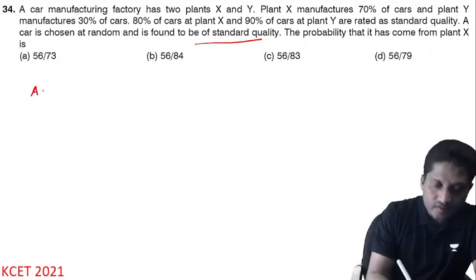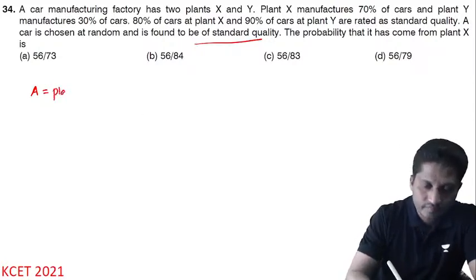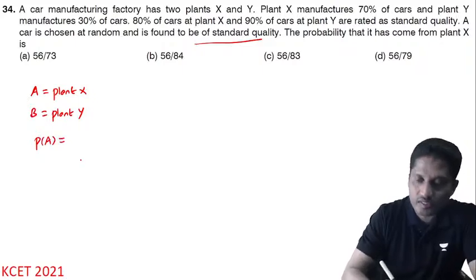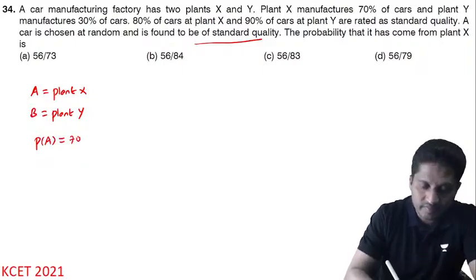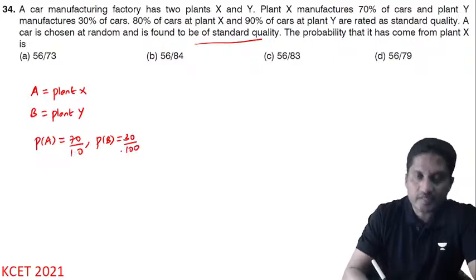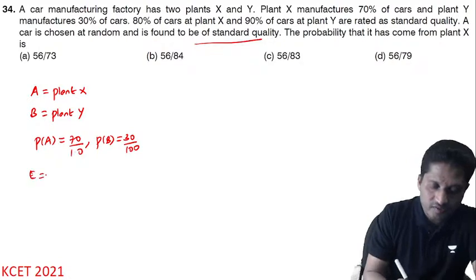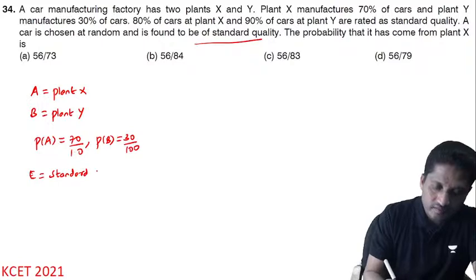Capital A is equal to event of choosing a car produced by plant X. And B is equal to event of choosing a car produced by plant Y. Now P of A, producing a car from plant X, is 70 by 100, and P of B, producing a car from plant Y, is 30 by 100. Now E is equal to event of selecting a car of standard quality.